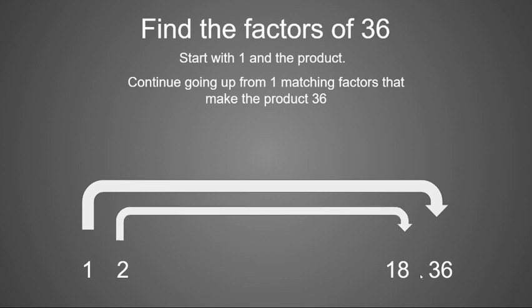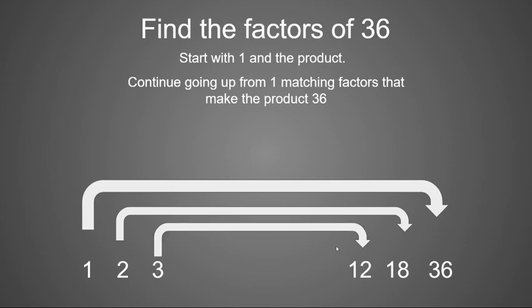So I have 2 and 18. I'm going to draw my arrow. Now I'm going to figure out, can 3 go into 36? I know 3 can go into 3 equally, and 3 can go into 6. So my 3 and 12 are both factors of 36. I'm going to draw an arrow for those. I also know that 4 times 6 is 36. So 4 and 6 are factors of 36.